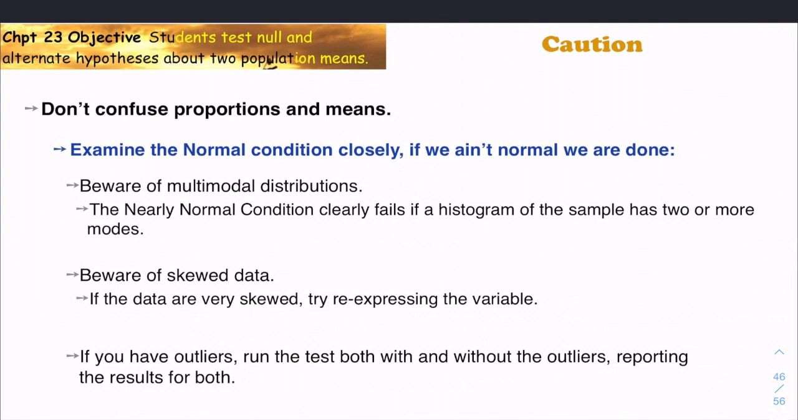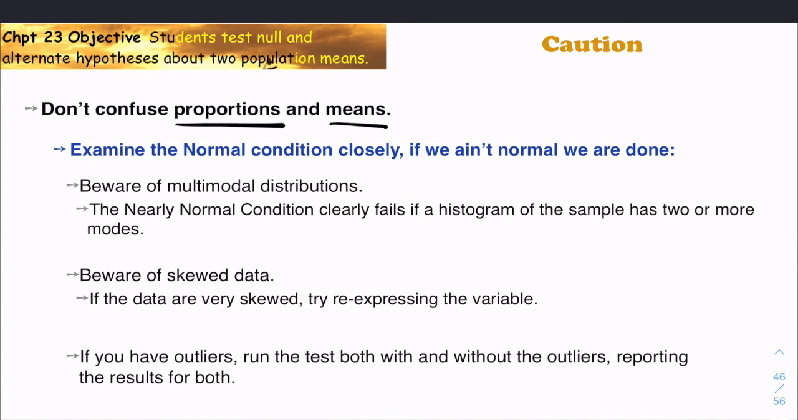Final words of caution, and then calculator practice. Don't confuse proportions and means. I've already seen it in some of your work you submitted. I know we have a lot of practice with hypothesis testing about proportions, but proportions and means are different because categorical and quantitative variables are different. Examine the normal condition closely. If we ain't normal, we are done. So beware of multimodal distributions.